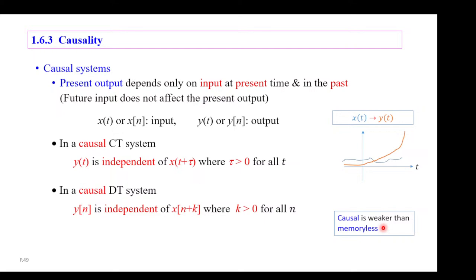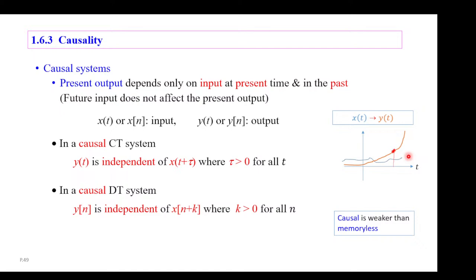Causality is weaker than memorylessness. A causal system means that the present output, the output at some time, depends only on the input at the present time and in the past. For example, if you have some input x of t giving you an output y of t, then for all time, y of t is only the result of x of t from the past. In particular, if you change the future, this point doesn't change, then this is causal.